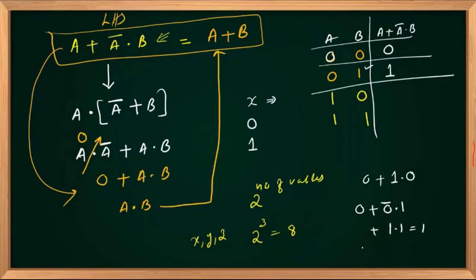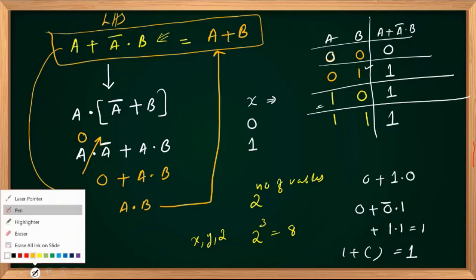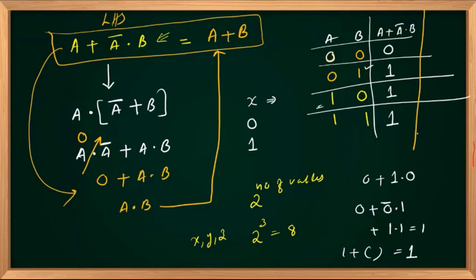Similarly, third entry, A plus A bar B, A is nothing but 1. So 1 plus any quantity will be equal to 1. So the third entry will be 1. Fourth entry, both A and B are 1, so this will be 1. And if you observe, A plus A bar B is the same as the OR operation between A and B: 0 or with 0, 0; 0 or with 1, 1; 1 or with 0, 1; 1 or with 1, 1. So that is the same as A or B.